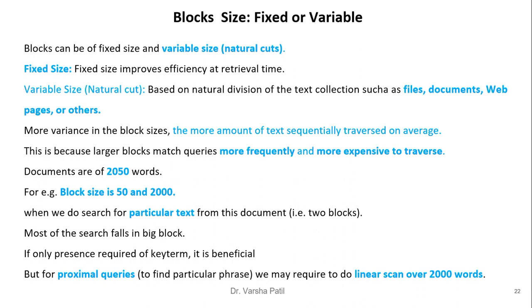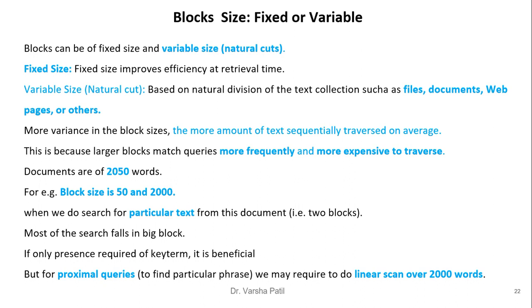The more variance in the block size, the more text is sequentially traversed on average. When we write the algorithm on a fixed block size, the algorithm is also very simple, and the amount of text sequentially traversed on average is at most the size of that particular block. This is because the larger block matches the query more frequently and is more expensive to traverse.